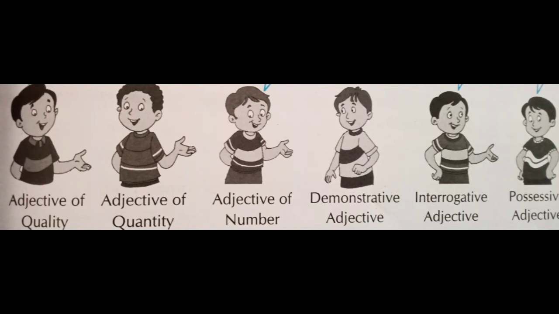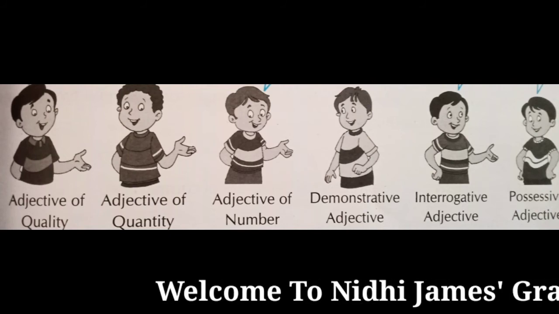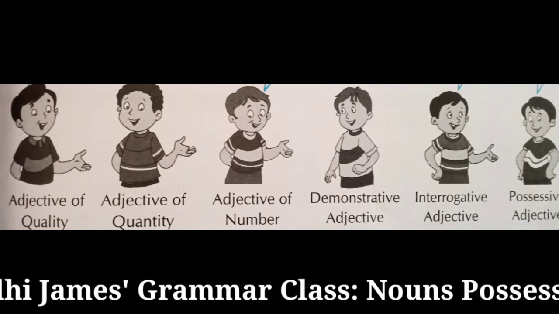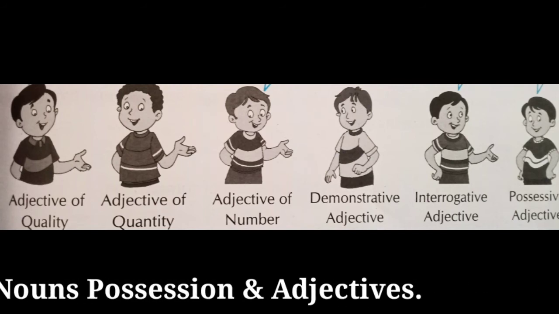Adjectives of number. An adjective of number is an adjective that tells us about the number of persons, things or animals. Examples: 1, 2 and many. It answers the question how many. All the students were present at the events. All is the adjective of number. It tells us about the number of students.